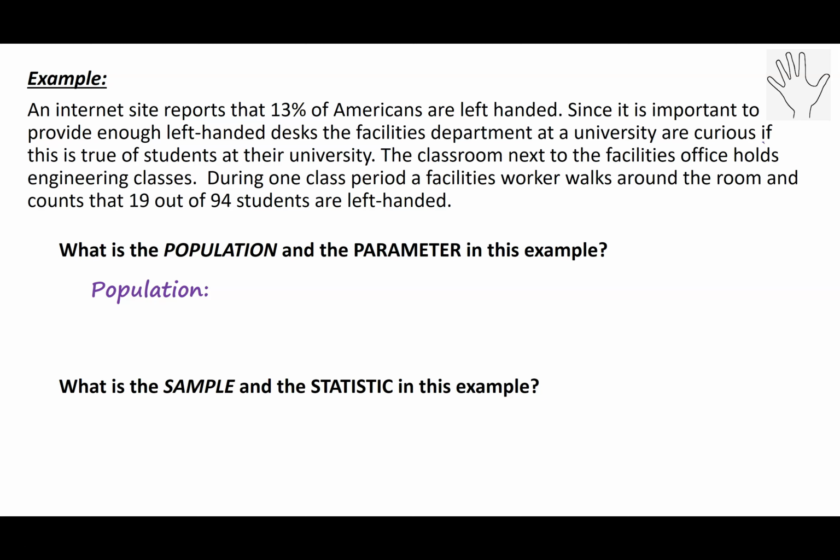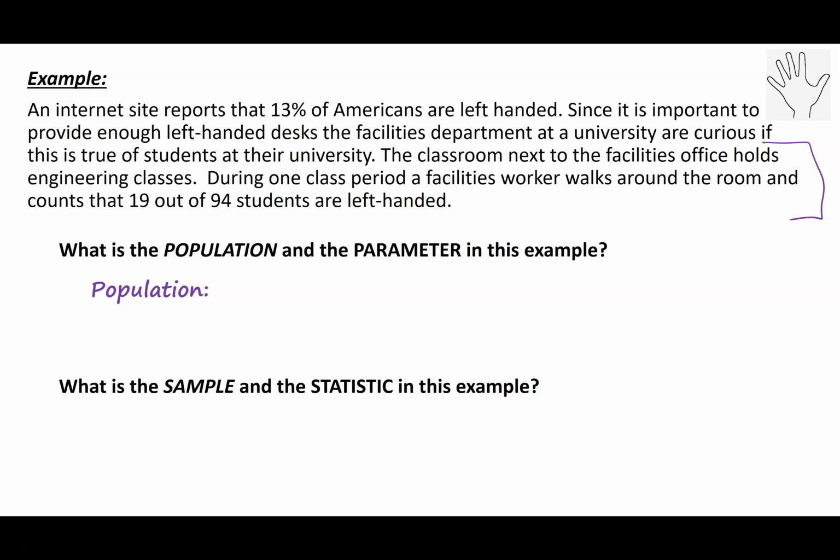They take the classroom next to the facilities office, which is hosting engineering classes during one of the class periods, so a particular day, particular time. The facilities worker walks around the room and counts. There are 94 people in the class. 19 of them are left-handed.